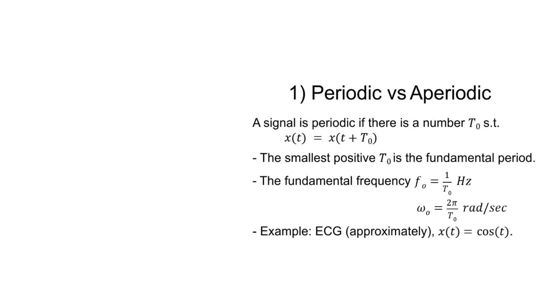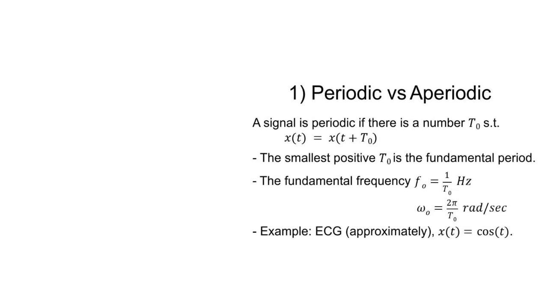And the relation between period and frequency is the fundamental frequency f naught, that is equal to 1 by T naught, this much hertz. Then the frequency can be represented in terms of angular frequency. Angular frequency omega naught is equal to 2 pi f naught, that meant radian per second.